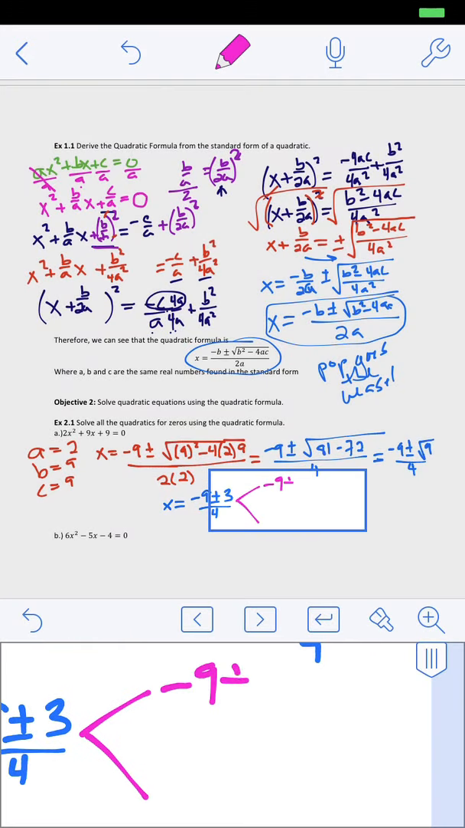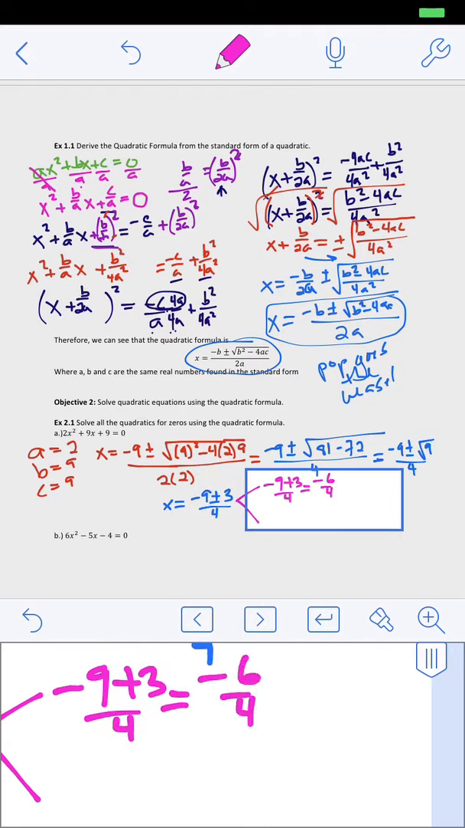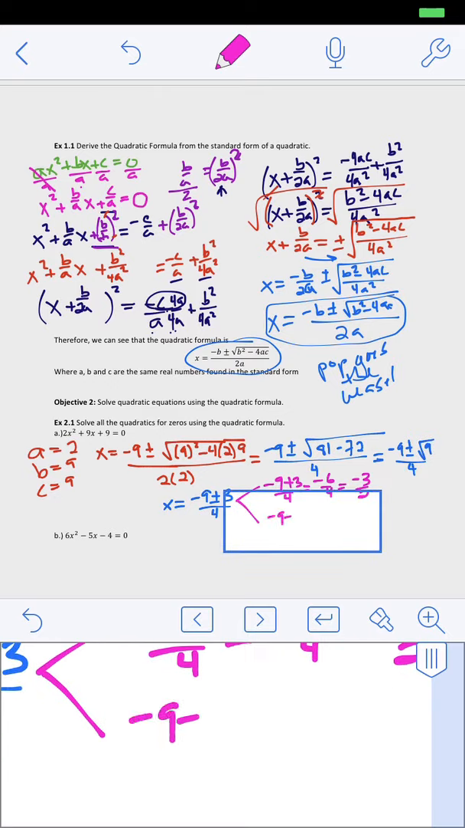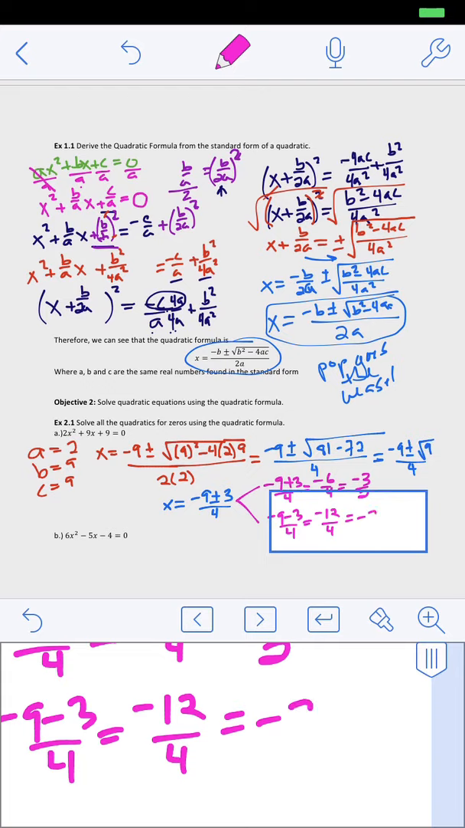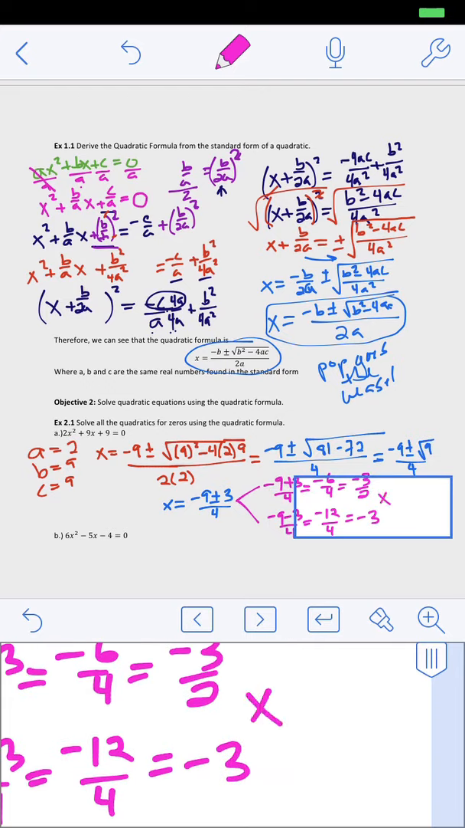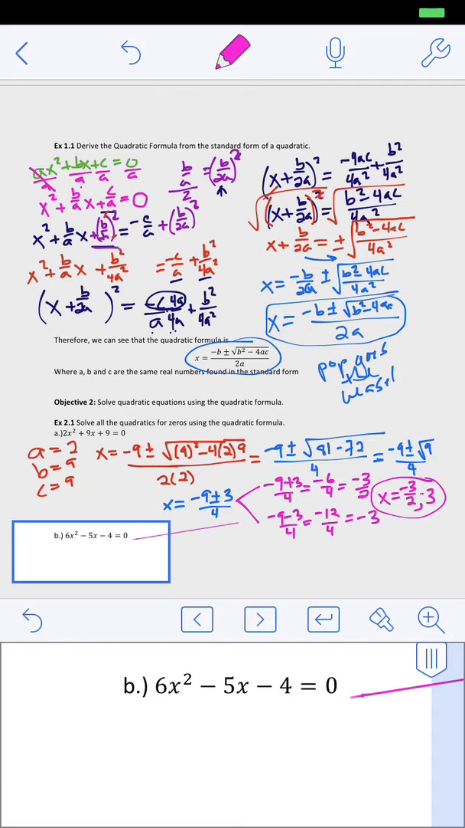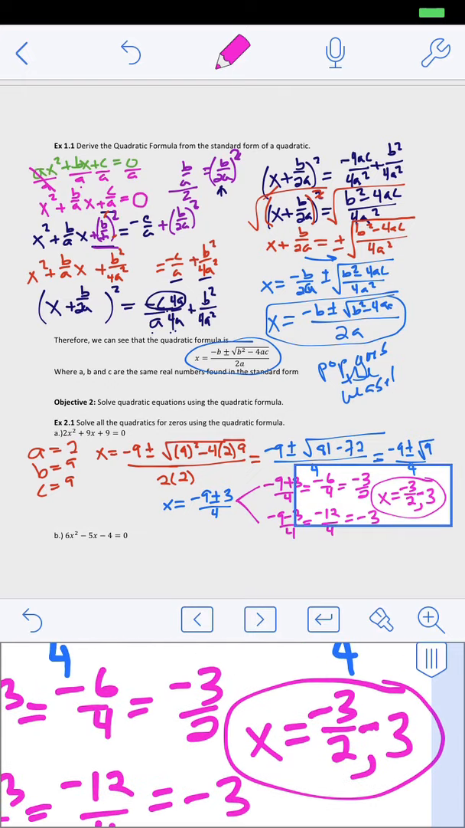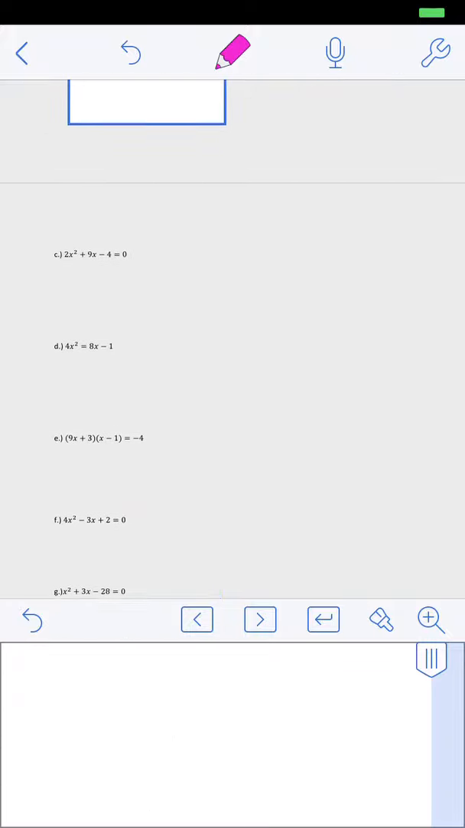So I have negative 9 plus 3 over 4, which would be negative 6 over 4, which would be negative 3 halves, and negative 9 minus 3 over 4, which would be negative 12 over 4, or negative 3. So my two answers end up being x equals negative 3 over 2, comma, negative 3. And that is how one uses the quadratic formula. Alrighty, let's try it again.